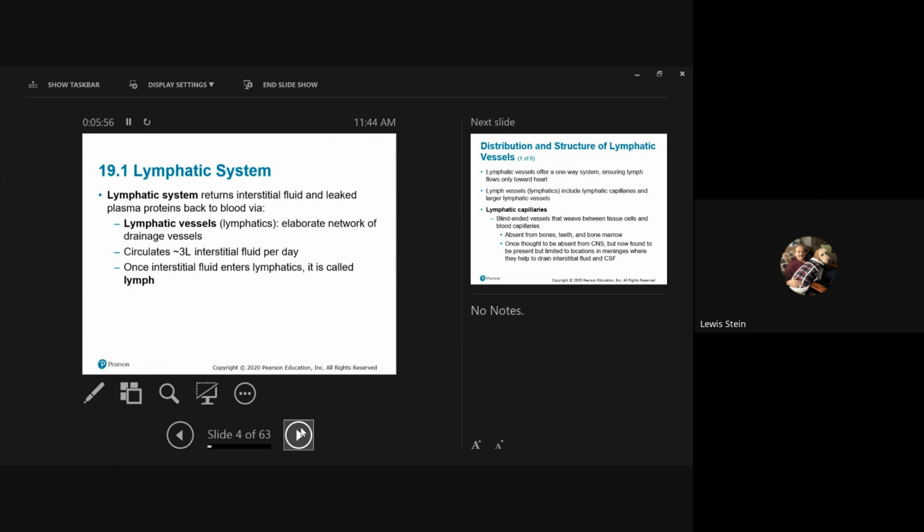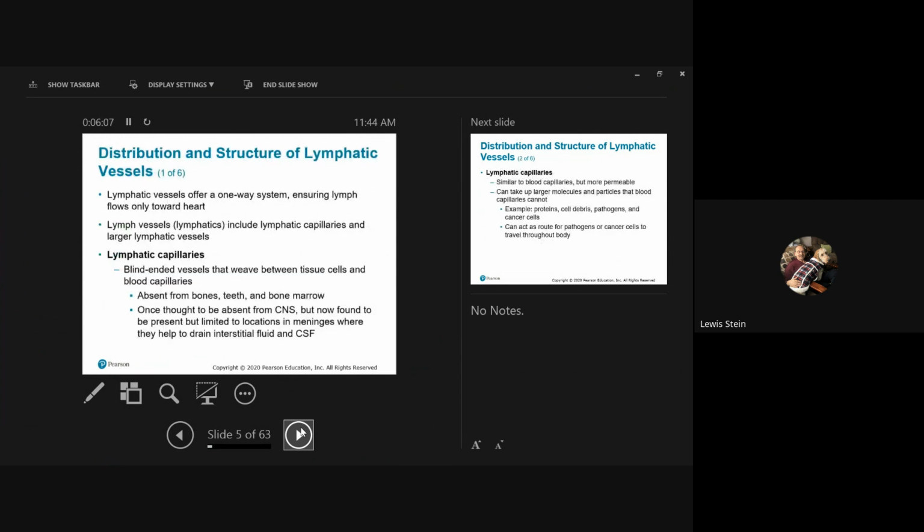Okay, so it's an elaborate network. It circulates a fair amount, three quarters of a gallon of fluid on a daily basis. And once it enters there, technically speaking, it's called lymph. It's one way, in the sense it's not a complete circuit from a starting point and back to the starting point. It starts at the capillary level and comes back roughly to the heart by way of the superior vena cava. So it's only one way in that sense. It's from the tissues to the heart. Okay. Capillaries and then larger lymph vessels.